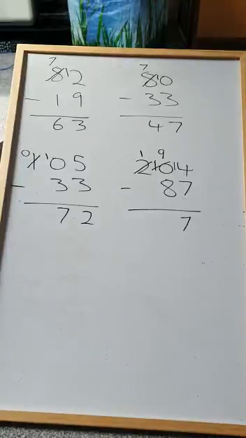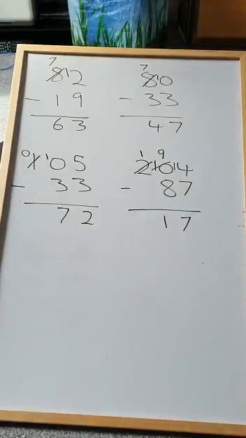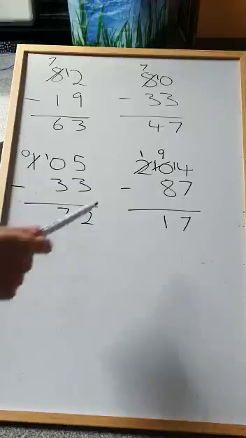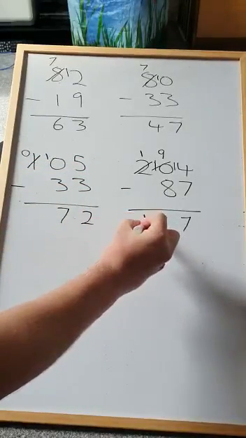And then we've changed this a few times. It was 0, then it became 10, and now it's 9. So 9 take away 8 is 1. And then in our final column, we've got 1 take away 0. 1 take away 0 is 1.